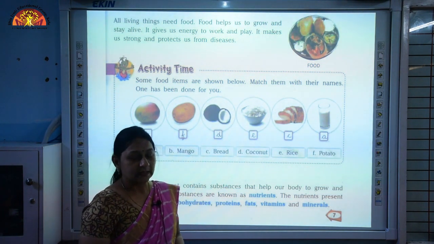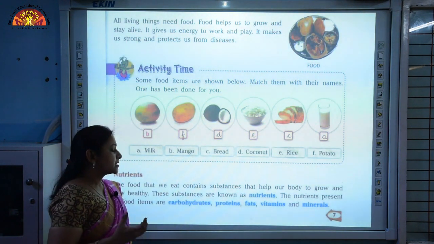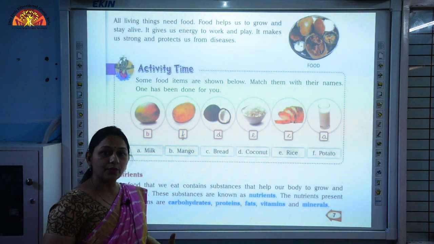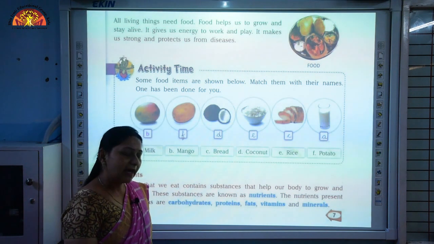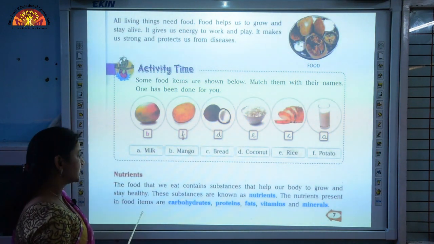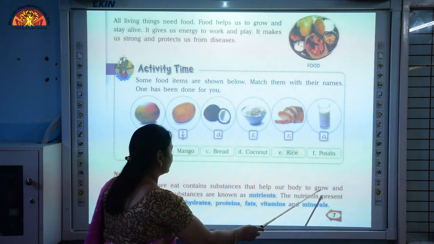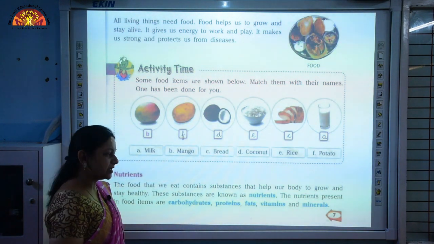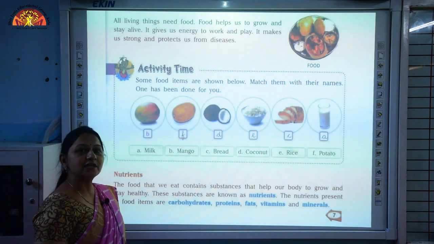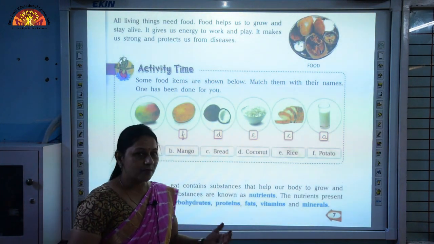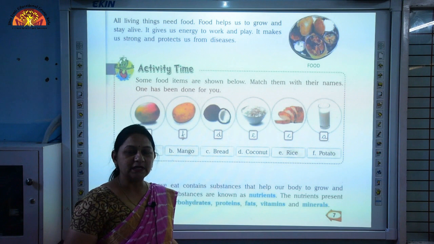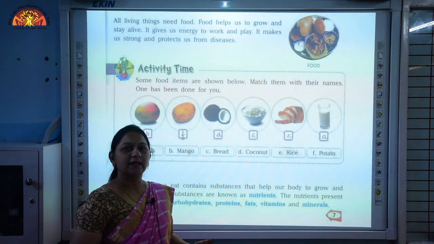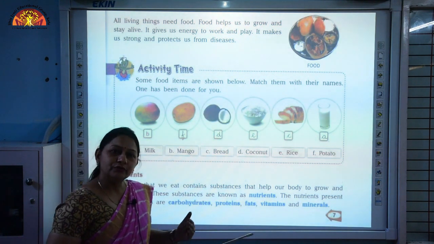Now a food should contain some substances which help us to grow, which help us to stay healthy, and these substances which help our body to grow and stay healthy, they are known as nutrients. And the different nutrients which are present in our food are carbohydrates, fats, proteins, vitamins and minerals. And these nutrients can be divided into 3 categories.